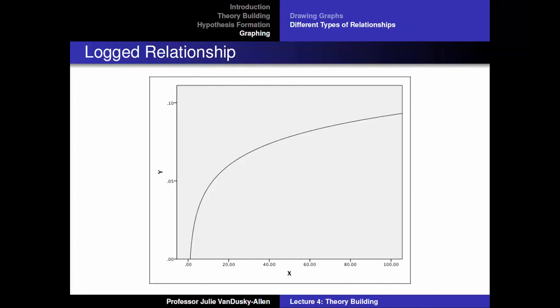There can also be nonlinear relationships between our independent and dependent variables, such as logged relationships. As the independent variable increases, the dependent variable either increases or decreases, but at a non-constant rate. This graph is an example of a positive logged relationship. At low values of x, as x increases, y increases a great deal. But at higher values of x, as x increases, y only increases a small amount.